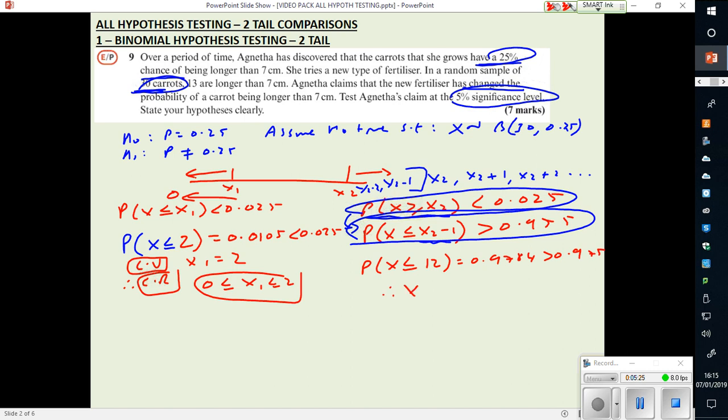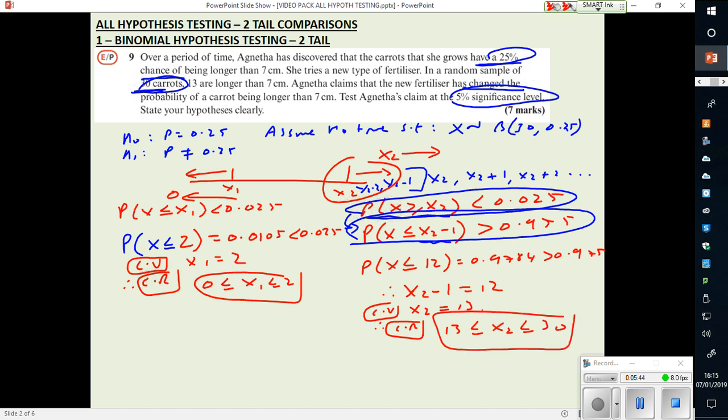So therefore, x2 take 1, remember, is 12. So x2 is 13, and therefore that's our critical value. Our critical region from our diagram here is x2 all the way up to 30. So 13 less than or equal to x2 up to 30. So there we go, we found our critical regions. This is always the method we're going to use, critical regions, okay?